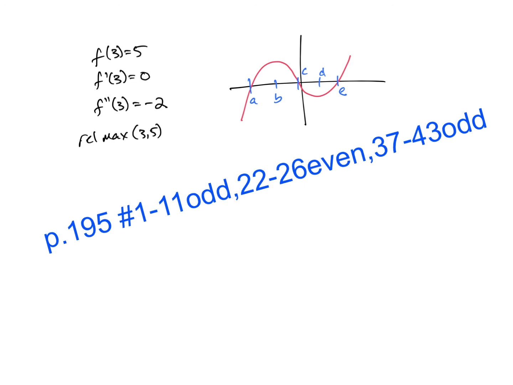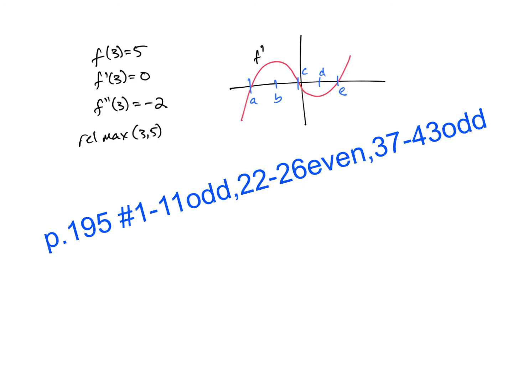So now I have this little curvy curve, right? If this were an f graph, where is my relative maximum? If that's an f graph. B. At B, right? Where would my relative minimum be? D. D, right?